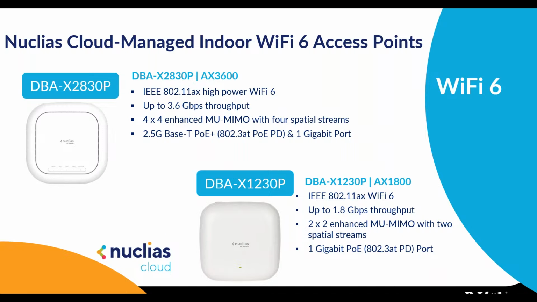We also carry its little brother, the DBA-X1230P. So this supports up to 1.8 gigabits a second throughput and offers a 1 gigabit PoE 802.3at port, so PoE plus port to power.